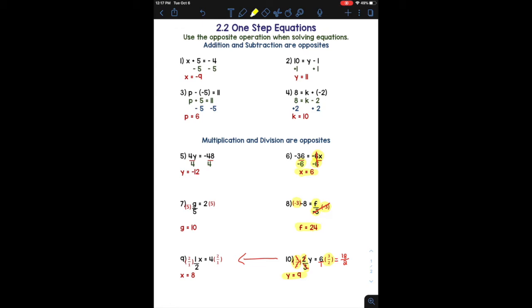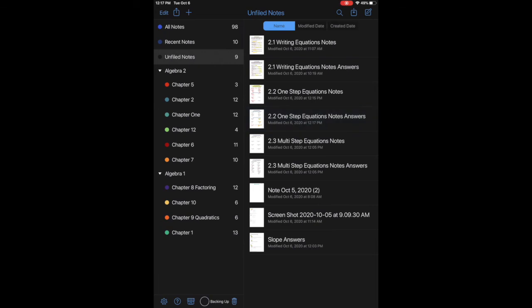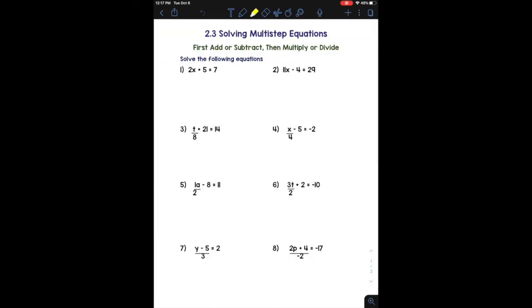So this first page is all single step equations. You just have to do one operation to both sides to solve for the variable. Our second page today is now involving multi-steps. That means we're going to do more than one step in order to solve for our variable.